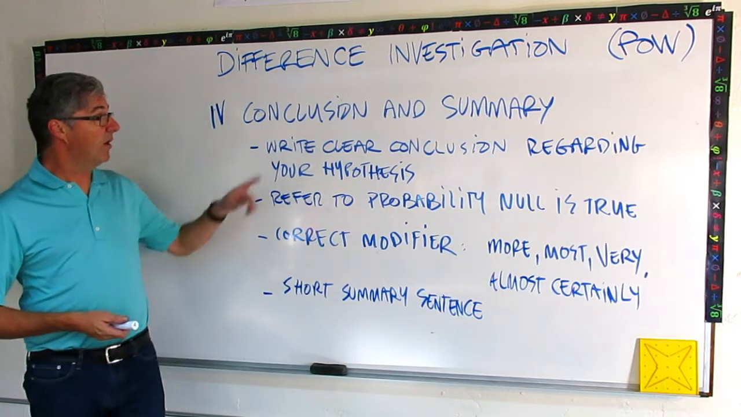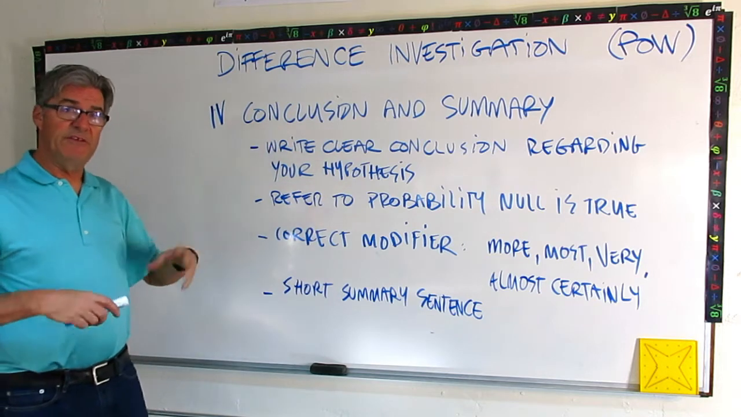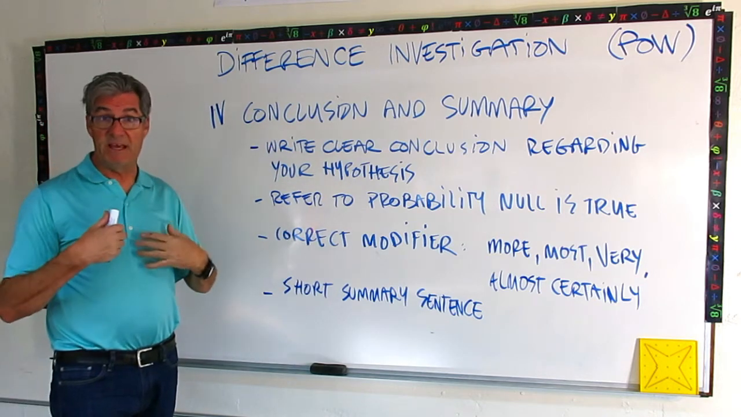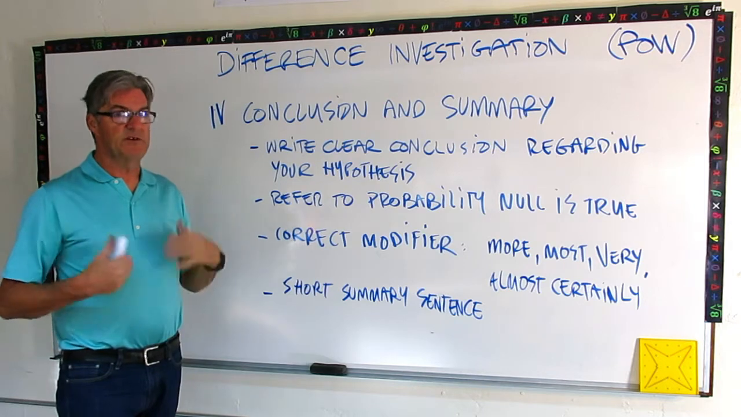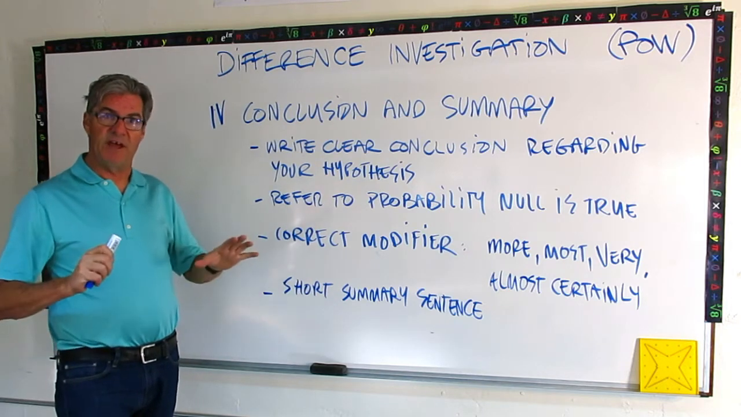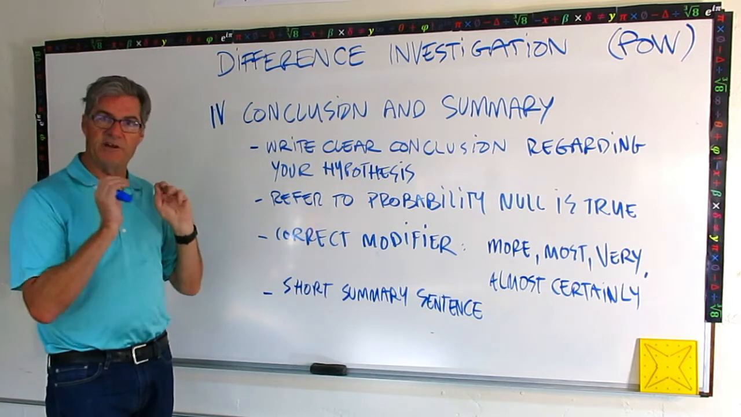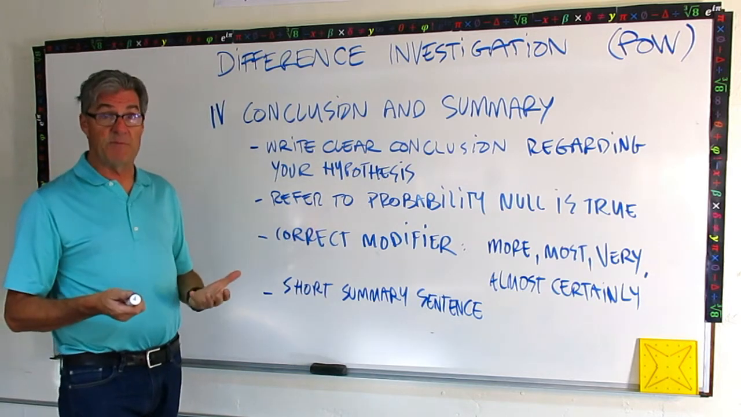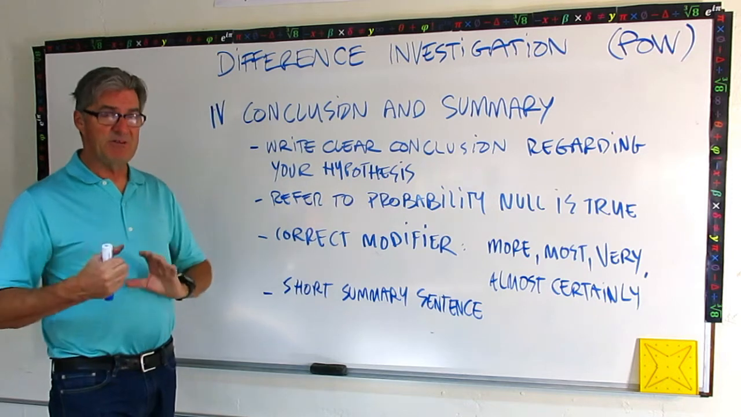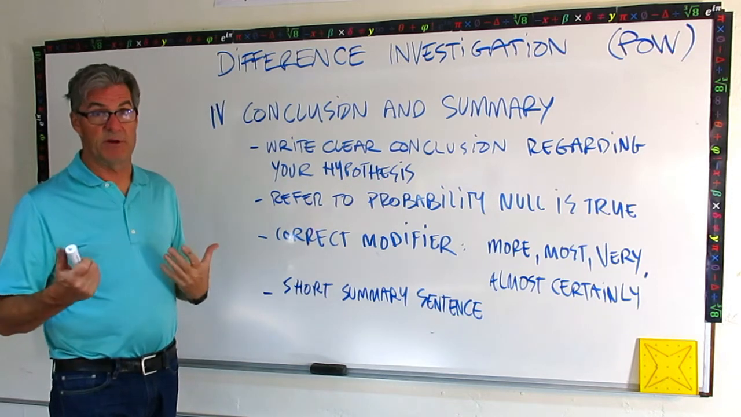Okay, section 4, conclusion and summary. And this is where you tell us, or you tell me, exactly what your study says. Okay, so up till now, you've set the stage for what the study is, you talked about your data, you did your calculation, you got your chi-square value, you stated the probability that the null hypothesis is true. Now it's time to wrap that all up and tell us what it means.